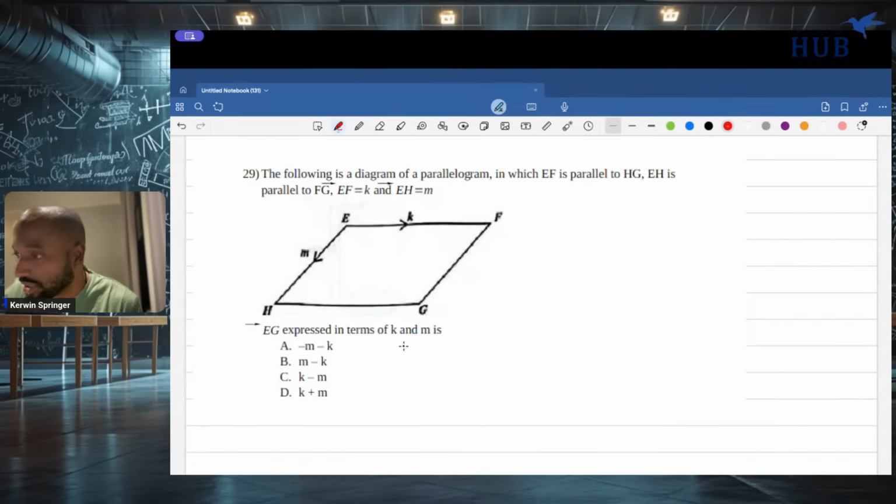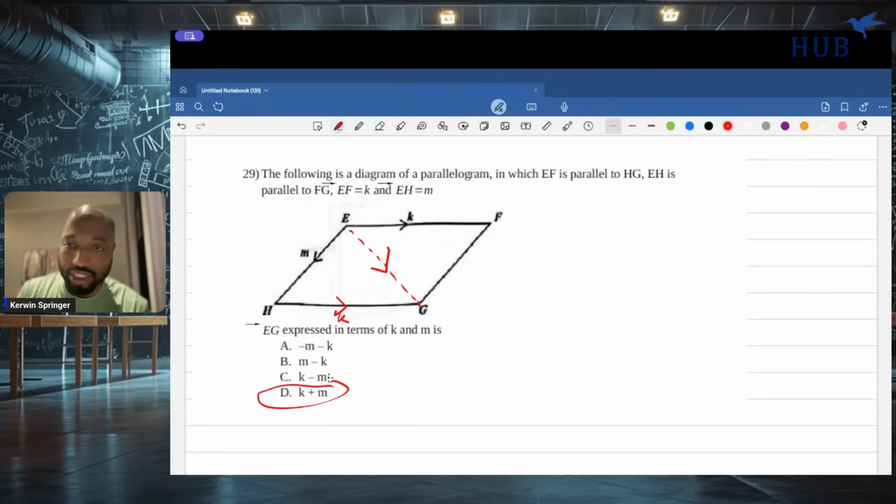For example, expressed in the terms K and M, so E to G is this. So that's M plus K. Bring K over here. Over here, M plus K. K plus M, M plus K, same thing.